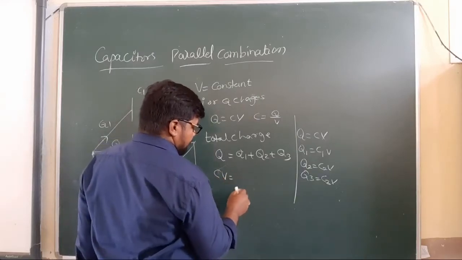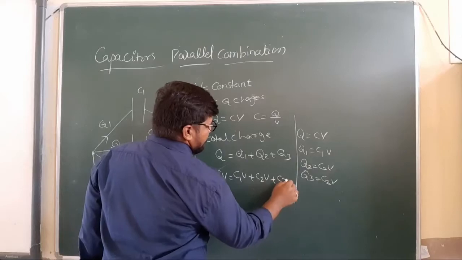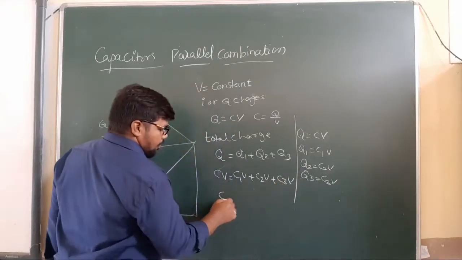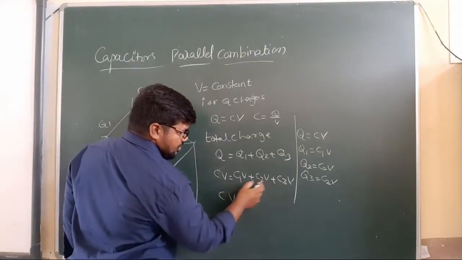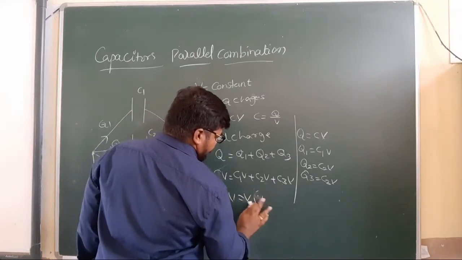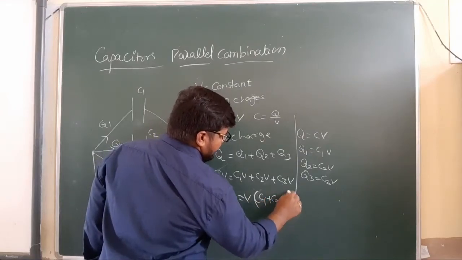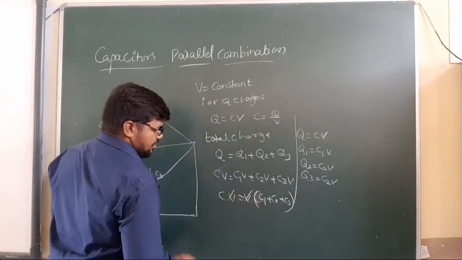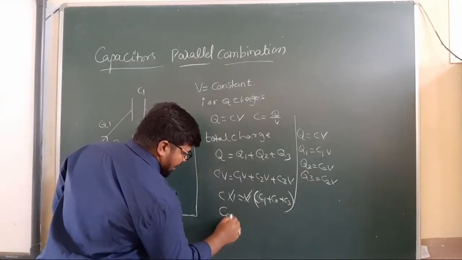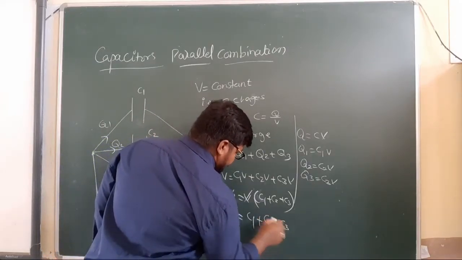CV is equal to C1V plus C2V plus C3V. Okay. Then here V is common. We can take V outside: C1 plus C2 plus C3. V gets cancelled. Then C equivalent is equal to C1 plus C2 plus C3.